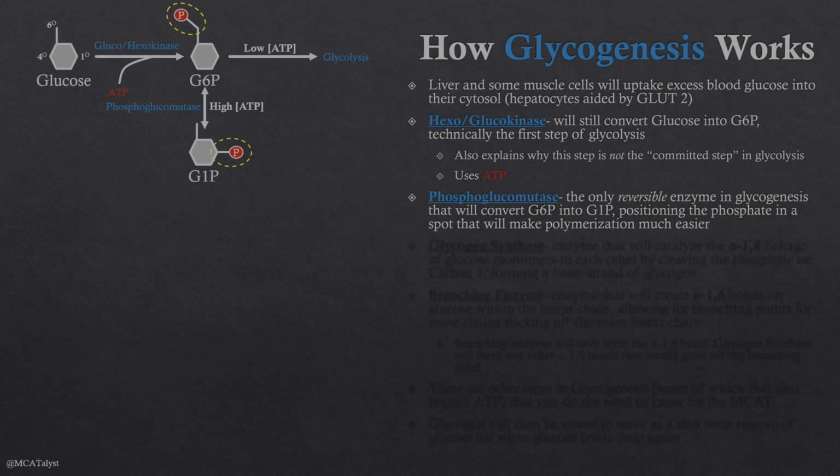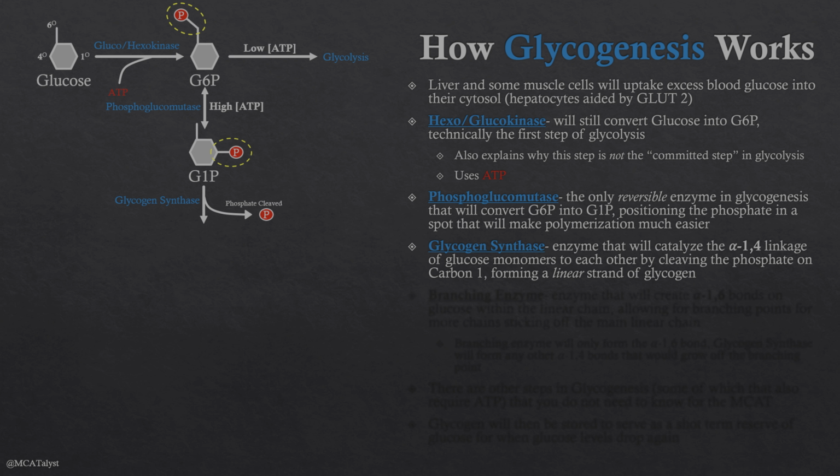The next enzyme is going to take this G1P and it is going to cleave off this phosphate. This is done by the enzyme glycogen synthase, which by cleaving off this phosphate, is going to provide energy to form the alpha 1,4 glycosidic linkage. We've linked carbon 1 of the first glucose monomer to carbon 4 of the next one. Glycogen synthase is going to be forming these alpha 1,4 bonds. For the purposes of the MCAT, the alpha 1,4 linkage is the linkage that glycogen synthase is making.